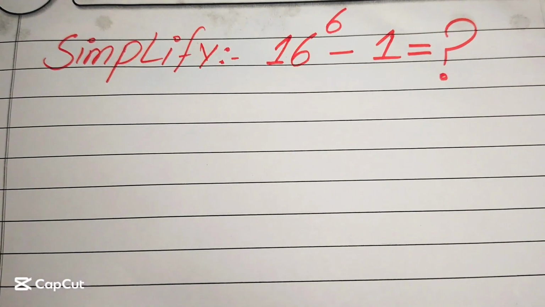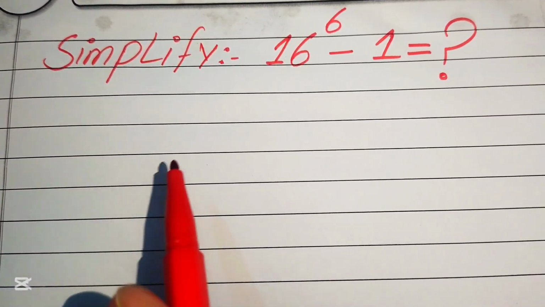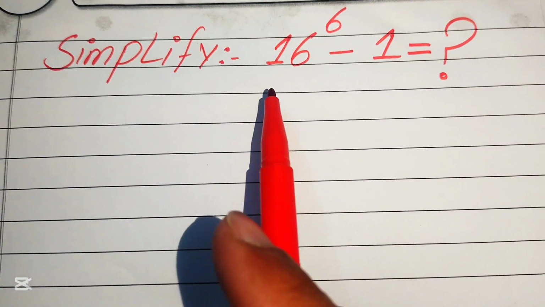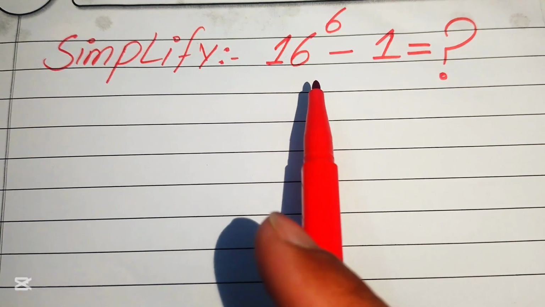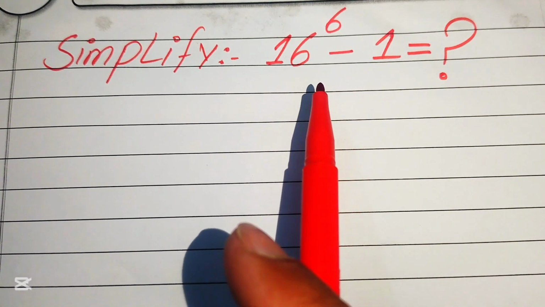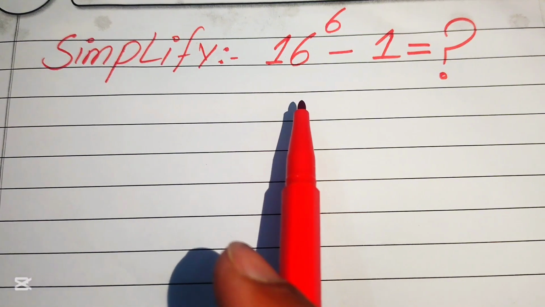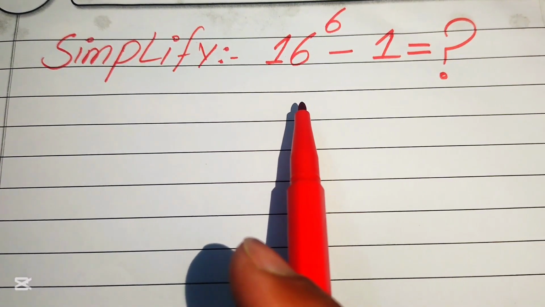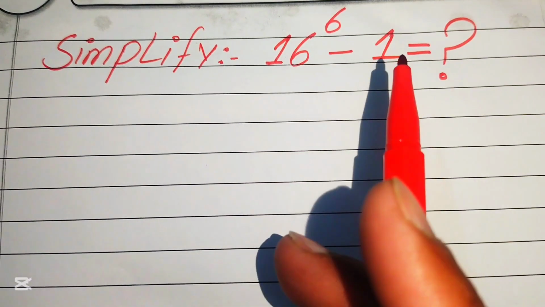Hello everyone, how to simplify this nice algebraic expression. So we have 16 to the power of 6 minus 1. We need to write this in simplified form without using the calculator. Remember, one thing is that a calculator is not allowed in this problem.